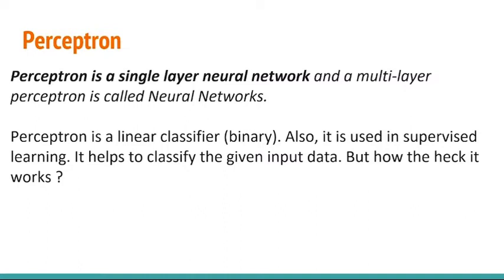In a neural network, we've got layers. The layers actually contain the neurons, which more or less look like those of the human brain. Of course, we're trying to mimic the human brain. So the multi-layer perceptron is actually called a neural network. But the perceptron I'm talking about is going to be a linear classifier.